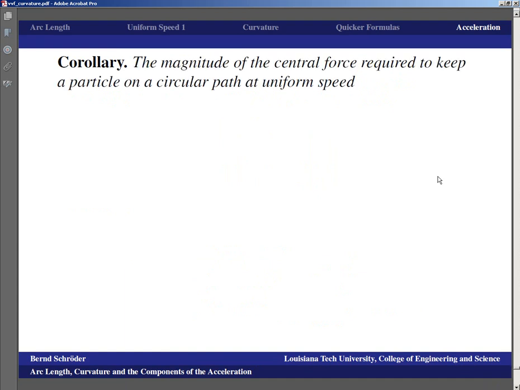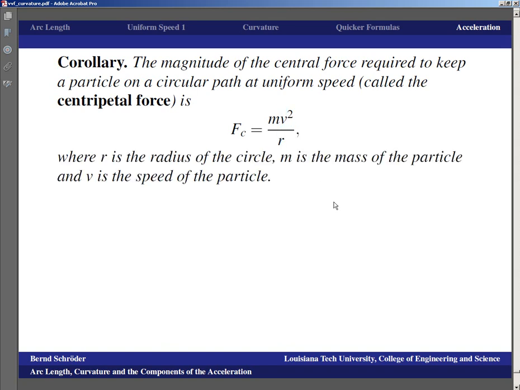Alright, corollary out of that, the magnitude of the central force required to keep a particle on a circular path at uniform speed. That's a formula that you may remember from physics class, and it's not a bad formula to remember, just as the components of the acceleration probably should be committed to memory. But that particle going around at uniform speed, that centripetal force, the force that keeps that particle there, is Fc equals mv squared over r. Well, the m comes from F being mass times acceleration, v is the speed, and r is the radius of the circle. How does that work out?